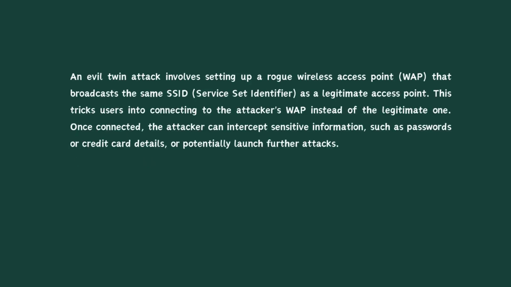An evil twin attack involves setting up a rogue wireless access point that broadcasts the same SSID, service set identifier, as a legitimate access point. This tricks users into connecting to the attacker's WAP instead of the legitimate one. Once connected, the attacker can intercept sensitive information, such as passwords or credit card details, or potentially launch further attacks.